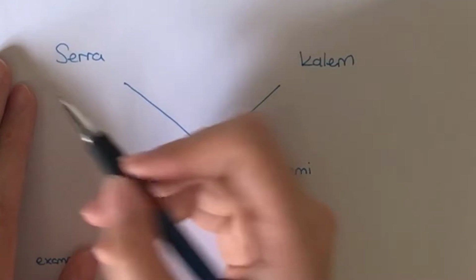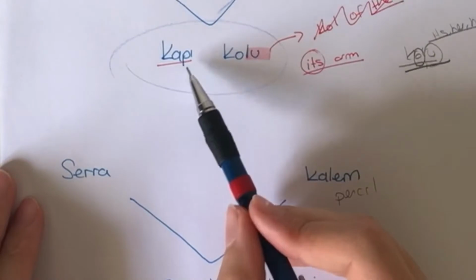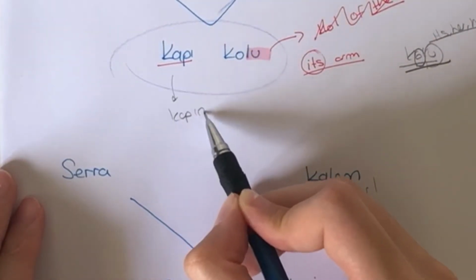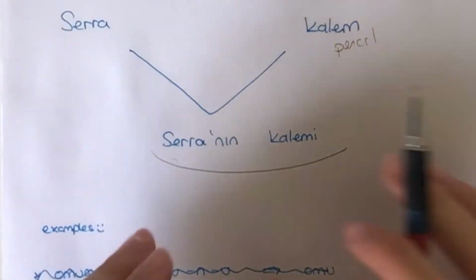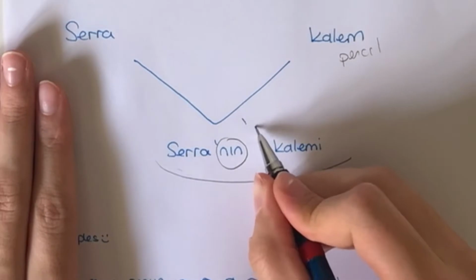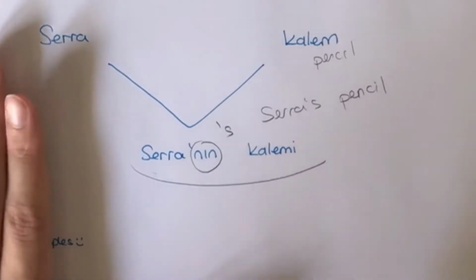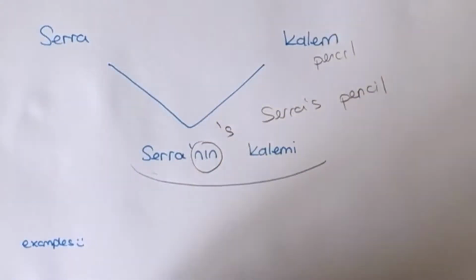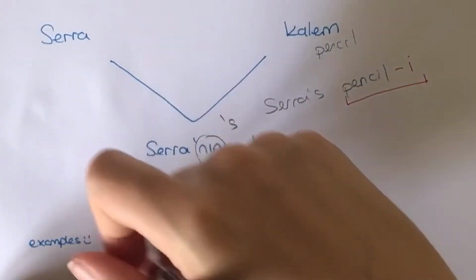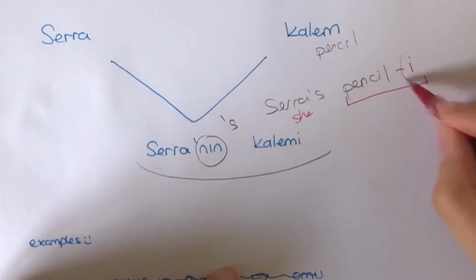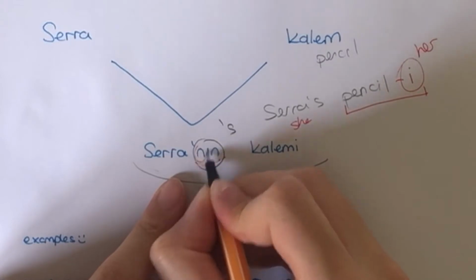Here, Serra, my name, kalem, pencil, Serra'nın kalemi. Here we could also say kapının kolu, but we can also say kapı kolu. But we can't say Serra kalemi. This is basically Serra's pencil. So one difference in Turkish is that we also add a little E here to indicate that this pencil belongs to Serra. Serra is a she, so this is her pencil. Actually, this is ı, but we have to use the buffer letter N.